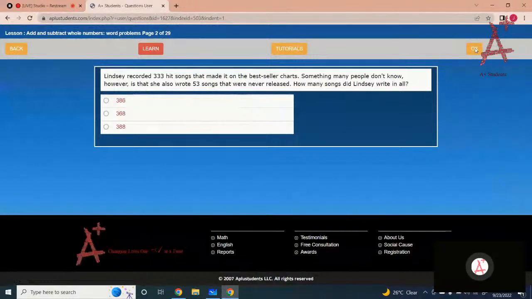Okay, the next one is, Lindsay recorded 333 hit songs that made it on the bestseller charts. Something many people don't know, however, is that she also wrote 53 songs that were never released. How many songs did Lindsay write in all? So 333 were the bestsellers, and 53 were the songs no one knew about. So you need to find how many in total. So you have to add them. So just add 333 plus 53. Got it?